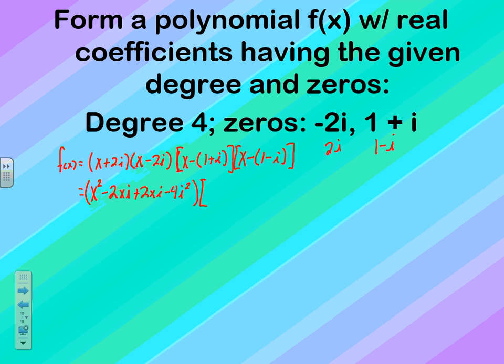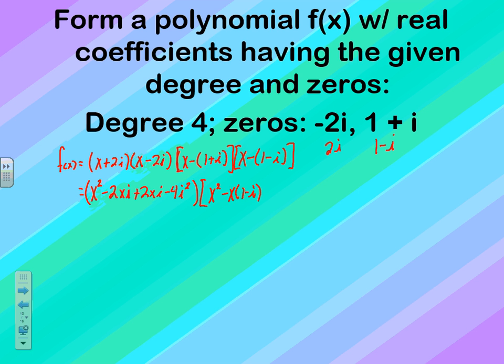Okay, so now we're going to FOIL these two together, and I'm going to show it to you both ways. I'm going to do it the long way with normal order of operations, and I'll show you the shortcut so that way you can see both ways. x times x, x squared, x times the negative conjugate that we have will give me negative x times the 1 minus i.